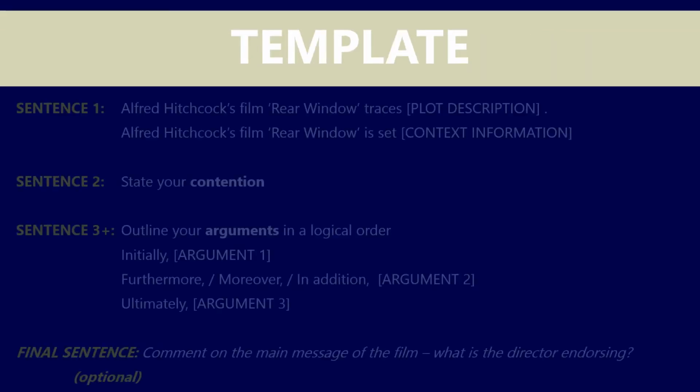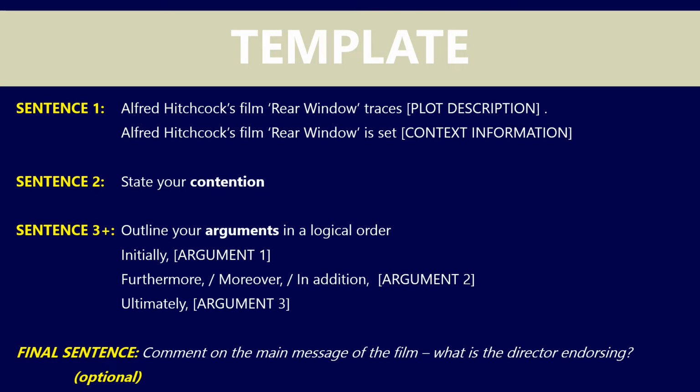This is a bit of a template on how you might structure your introduction. Again, the first sentence might be that overview of the film, maybe your plot description or context information. Sentence two, where you'll state your contention. Sentence three and beyond will be where you outline your arguments, and again, you might use some connectives there. Once again, you don't have to, but this might be a really useful way to outline your arguments in a logical and rational order. And maybe even a final sentence might be a main message of the film, or some authorial intent in relation to the actual essay topic. Again, there's no hard and fast rules, but the specific topic that you've chosen may lend itself to doing that.